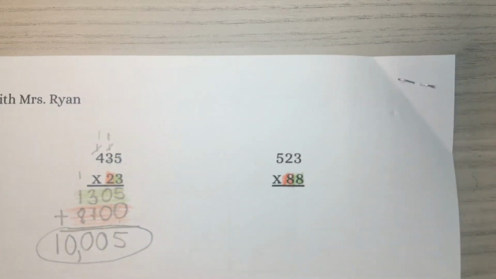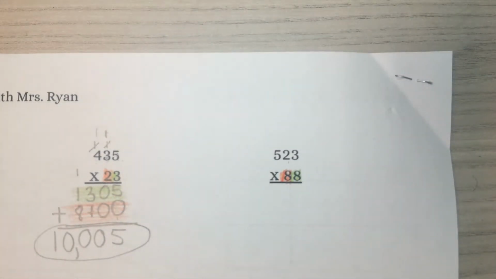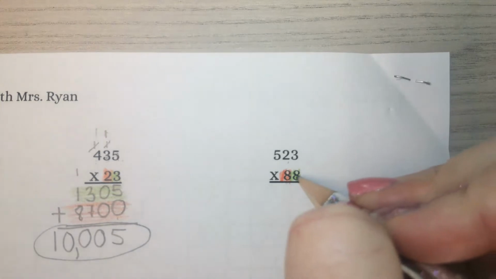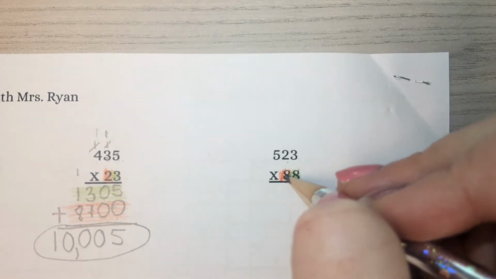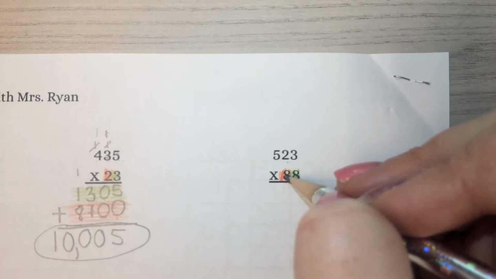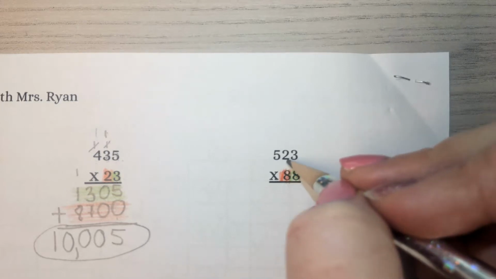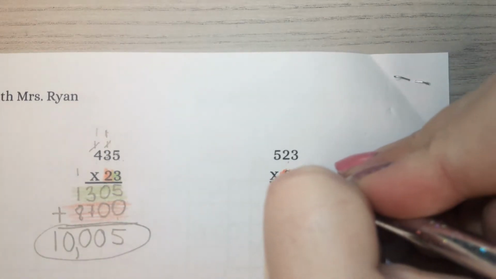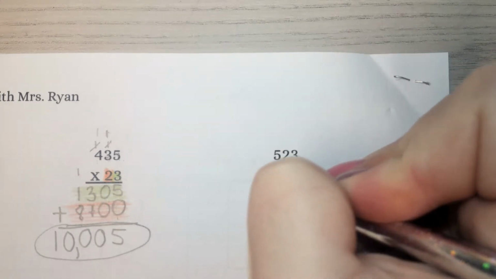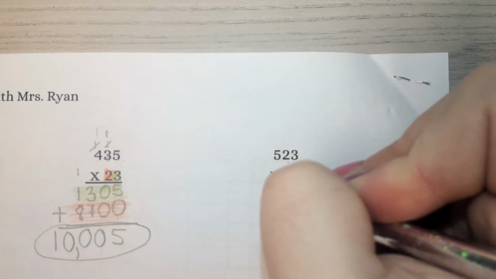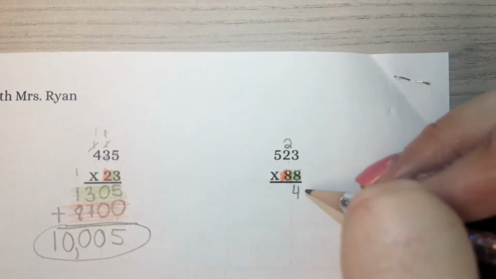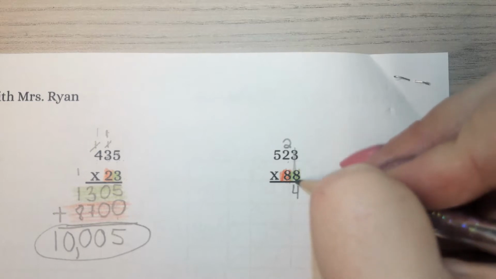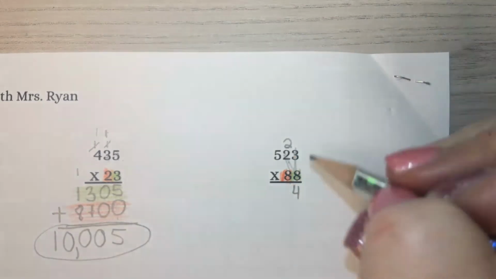Okay, let's try it again right here. So we have 88. We're first going to multiply the 8 in the ones place against 523. And then we are going to multiply the 8 in the tens place, which is technically 80, times 523. So let's get started. 8 times 3 is 24. So I'm going to put my 4 here because I'm just doing the one spot. I have to carry that 2 from that 24 up to the next position because I was only doing the one spot. Now I'm going to do the tens spot.